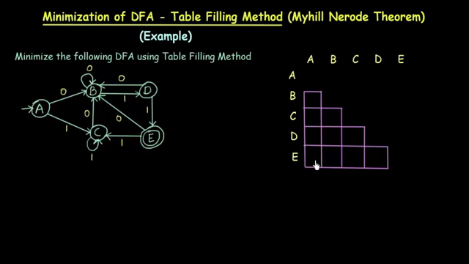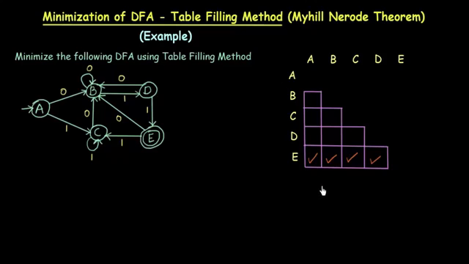Come to this, this is EA, E and A. E is a final state and A is a non-final state. So this kind of pairs are the pairs we should mark. Let me mark this pair EA and then check the next pair EB. E is a final state and B is a non-final state, so I have to mark EB as well. Come to this, this is EC. E is a final state and C is a non-final state, so I have to mark this EC. And this one is ED. E is a final state and D is a non-final state, so I mark ED as well.